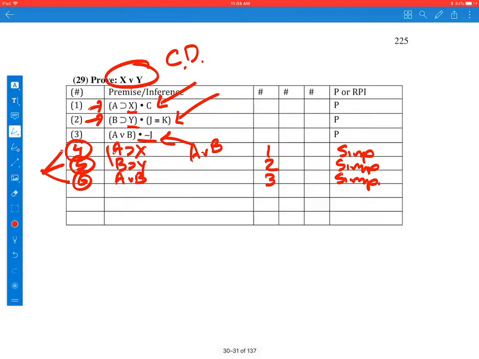And now 4, 5, and 6 get us 7. They get us X or Y, 4, 5, 6 by CD. Yeah, I skipped a line, but that's okay.